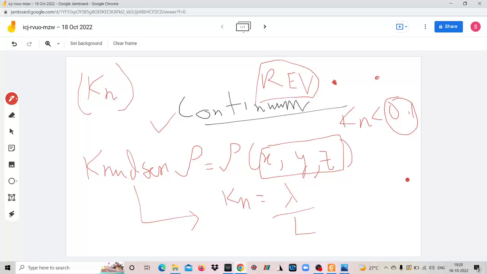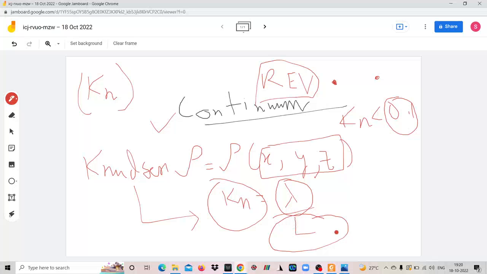But the crux of this discussion is that when the Knudsen number is less, the continuum hypothesis is valid. So the Knudsen number being less means what? Less means either your mean free path is very small or your characteristic length is very large. Either lambda is very small or L is very large.